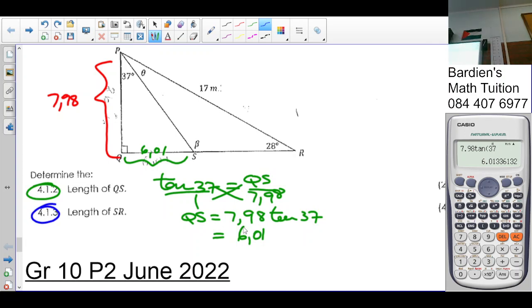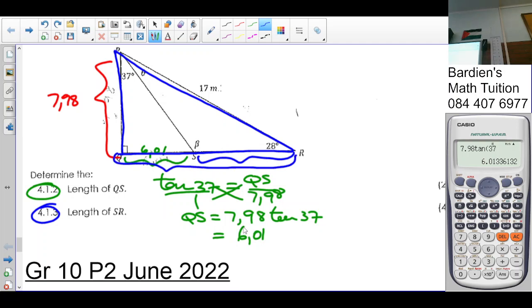4.1.3: SR, which is in there. Now SR is not in a right angle triangle. However, QRP is in a right angle triangle. With that, I will be able to calculate QR. Once I calculate QR, I can subtract 6,01 and then we will get SR. You guys understand? Alright, let's go with that idea.